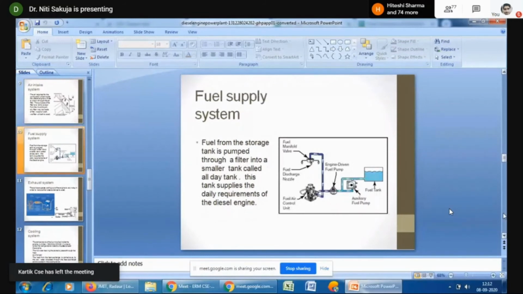Then there is the fuel supply system. Diesel is used as fuel. A storage tank is connected, as you can see in the figure, and fuel from the storage tank is pumped through a filter into a smaller tank called the all-day tank. The main purpose of this tank is to supply the daily requirements of the diesel engine.